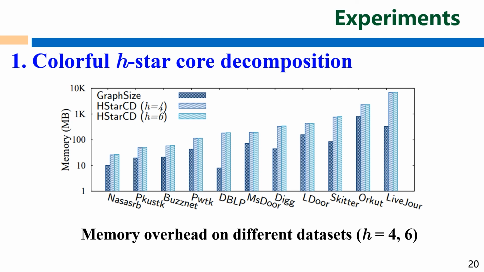For the graphs with a relatively small color number, the space usage is slightly larger than the graph size. These results confirm the near-linear space complexity of the updating algorithm in our paper.